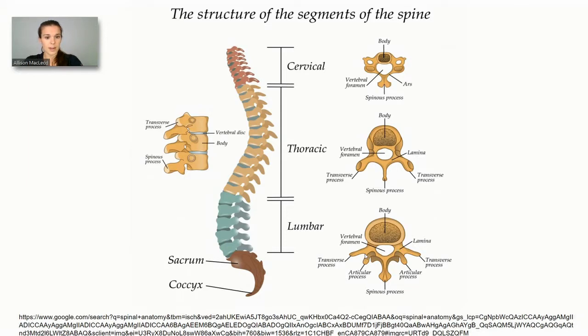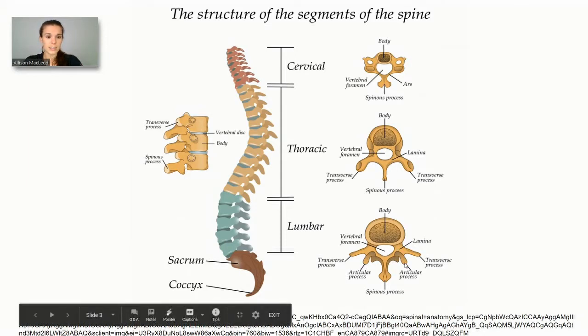In the lumbar spine, there are the articular processes here, and what they do is they articulate with the segment above or below it. And underneath the spinous processes, there's the pars interarticularis.